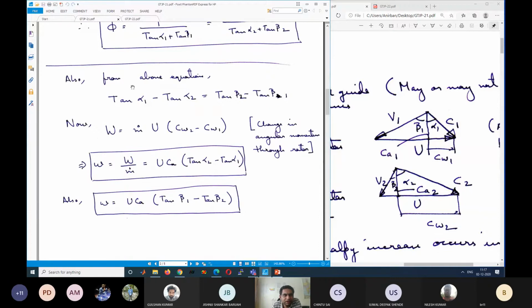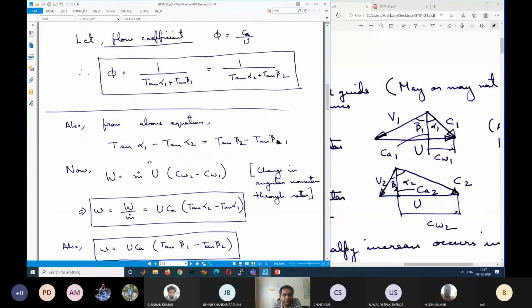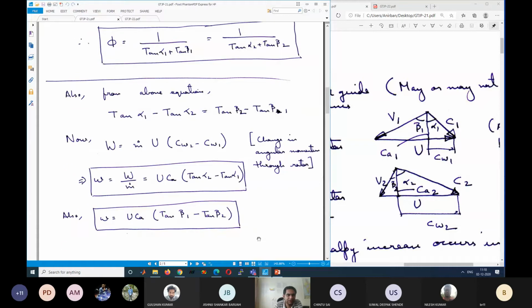So from the above equation, we have found that tan alpha 1 minus tan alpha 2 is equal to tan beta 2 minus tan beta 1. Okay. So the change in angles is given by this relation. Or you can write it the opposite way: tan beta 1 minus tan beta 2 is equal to tan alpha 2 minus tan alpha 1. These are some relations which may be useful for solving problems.